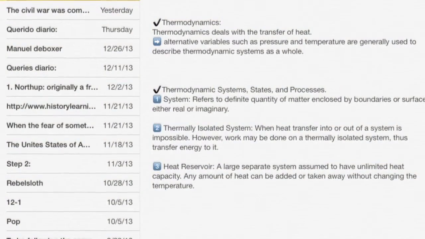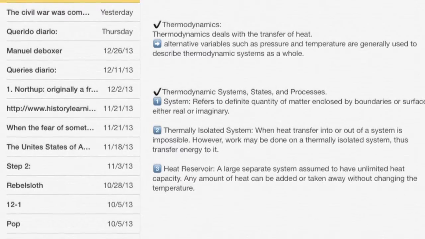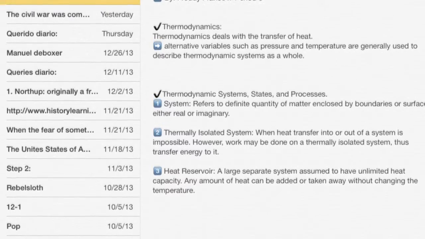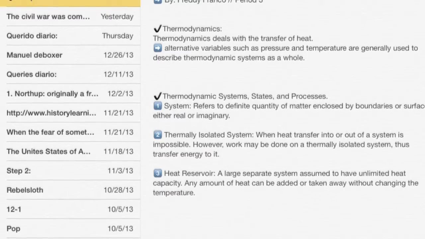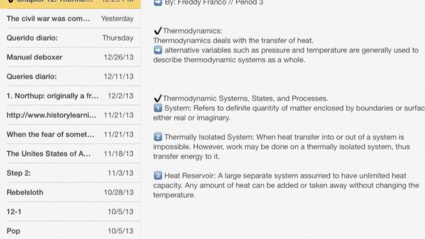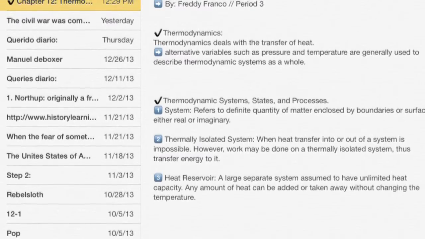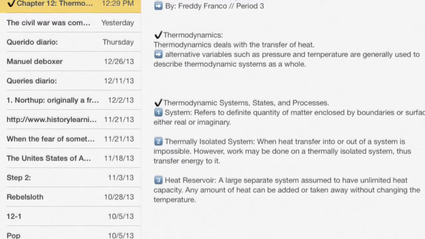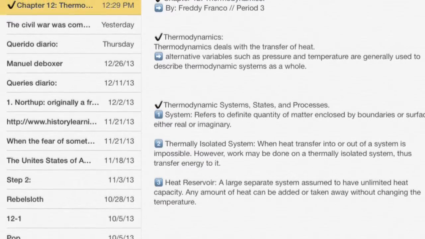Thermodynamics deals with the transfer of heat. Alternative variables such as pressure and temperature are generally used to describe thermodynamic systems as a whole. Thermodynamic system states and processes. Systems refer to a definite quantity of matter enclosed by boundaries or surfaces, either real or imaginary.